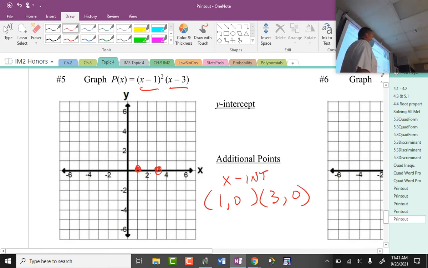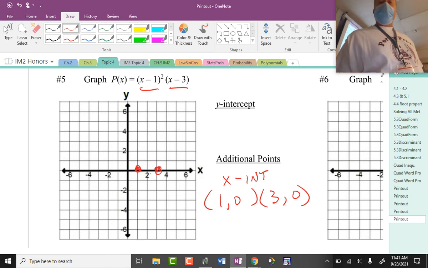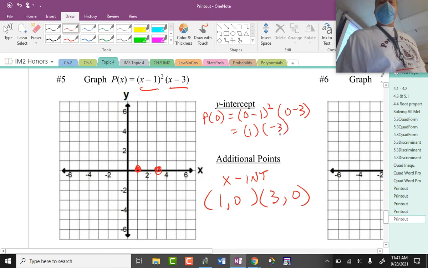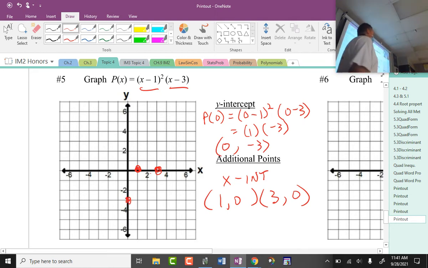How do I find a Y-intercept? You always plug in what? Who for what? Let's see if anyone can share. 0 for who? Nice. Now, that's something you do have to kind of evaluate. So, P of X is the same thing as Y. But really what I'm finding is P of 0. And it is not that hard. 0 minus 1 squared is negative 1 squared. What's negative 1 squared? 1, somebody whispered. And then this is negative 3. So I get 0 for X, negative 3 for Y. And then that tells me a few things about this graph.